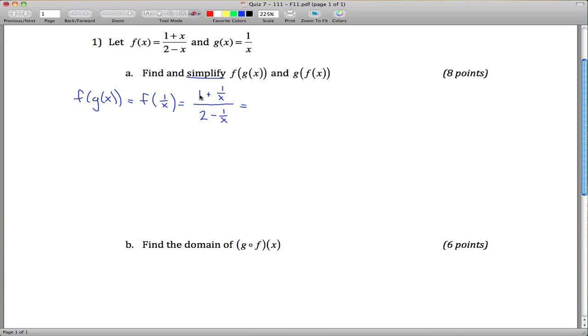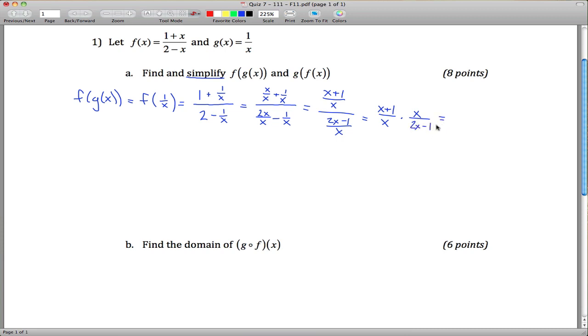So what we'll want to do is change this 1 to x over x, and change this 2 right here to 2x over x. The reason why is now we have a common denominator on the top and the bottom. So up top we get x plus 1 over x, and on the bottom we get 2x minus 1 over x. And then if you remember, dividing fractions is a lot like multiplying fractions, except you have to flip the denominator upside down.